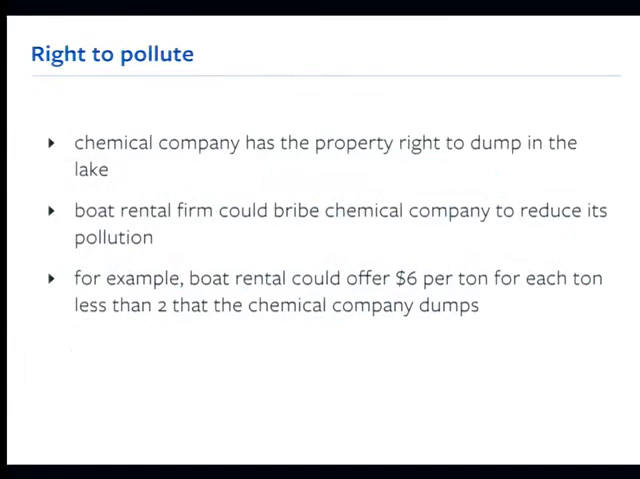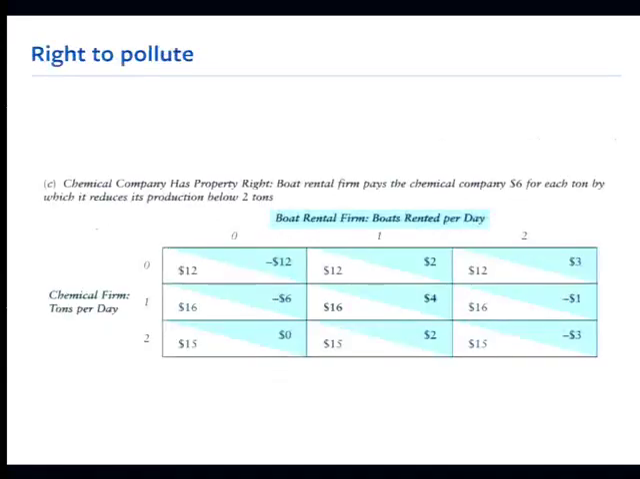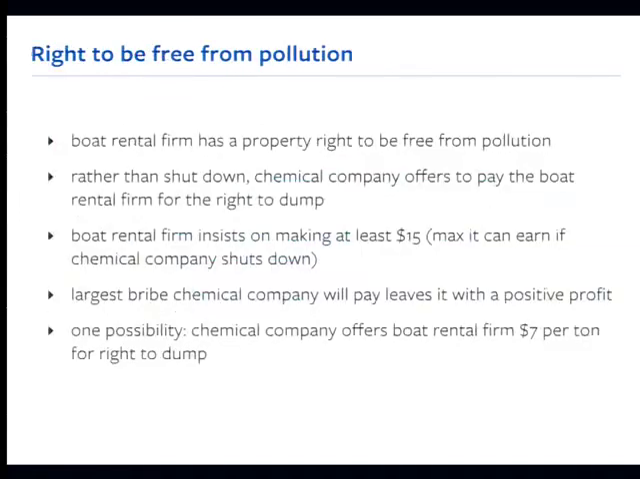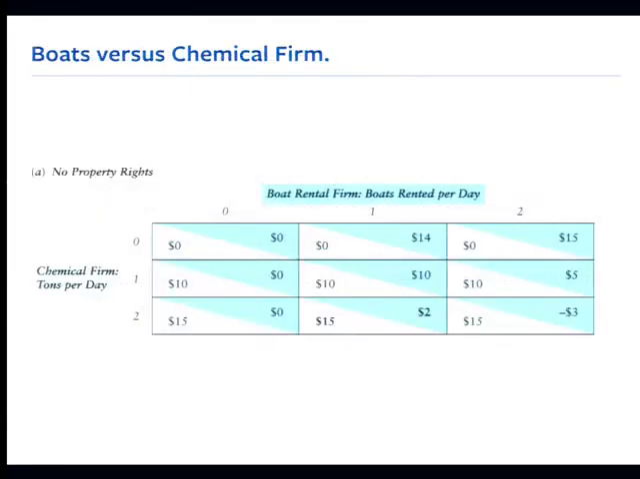So the chemical firm has the property right to dump in the lake. So what the boat rental firm could do, it could bribe the chemical company to reduce its pollution, right? Could it make itself better off somehow than in the case they ended up? So if we look at our original table again, is this the original one? No. Where are you? That's the right one right here, right?